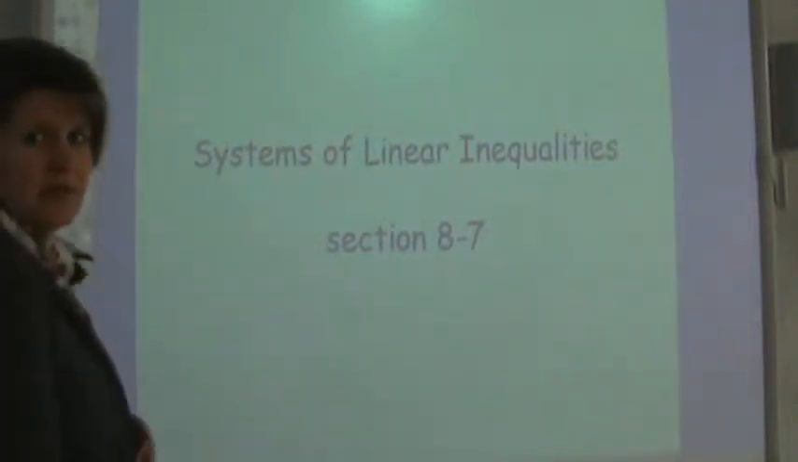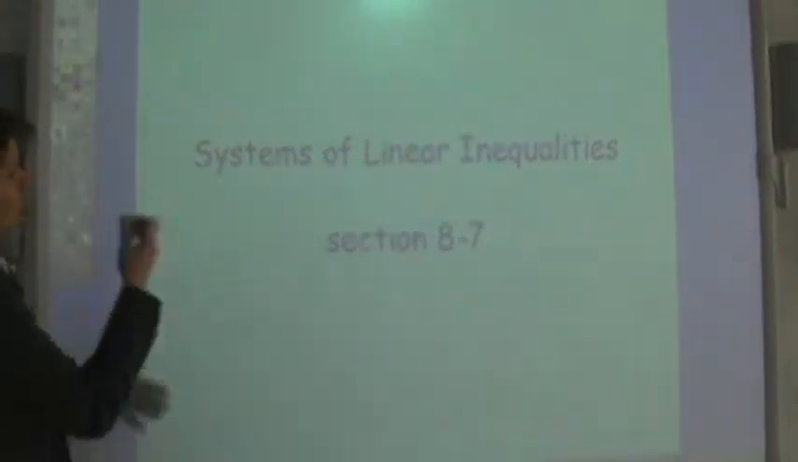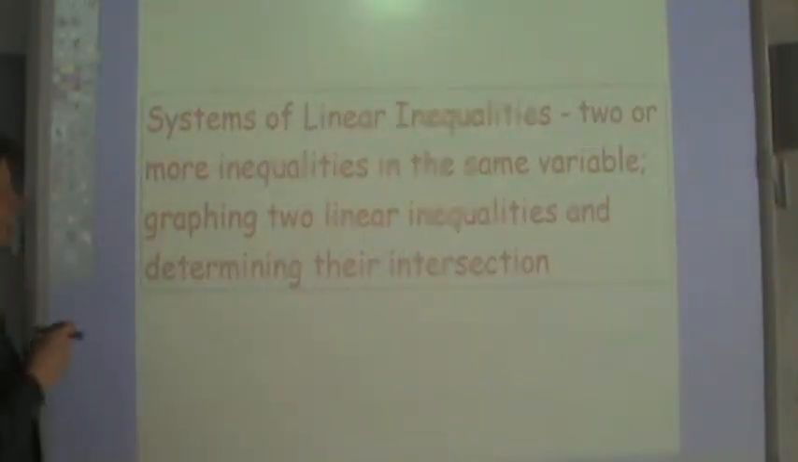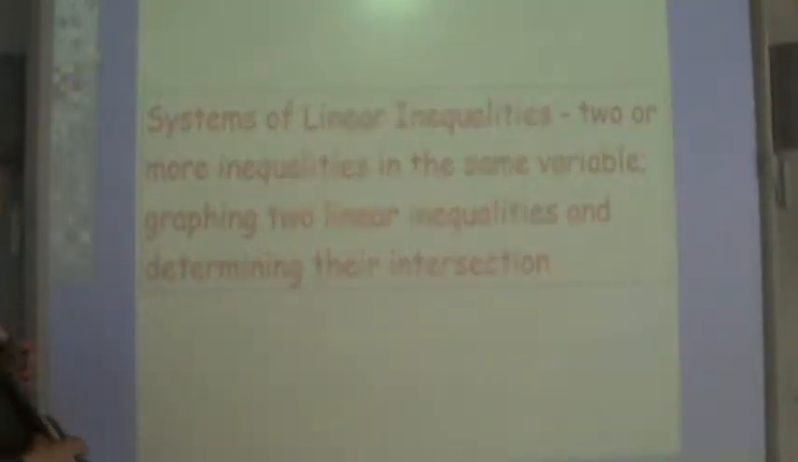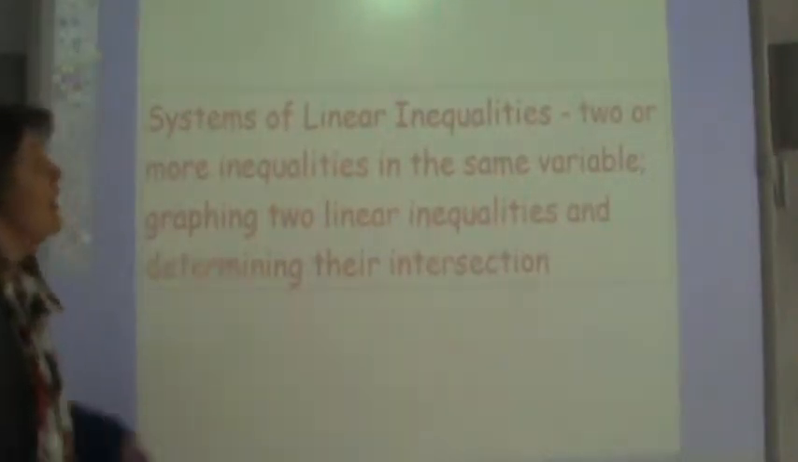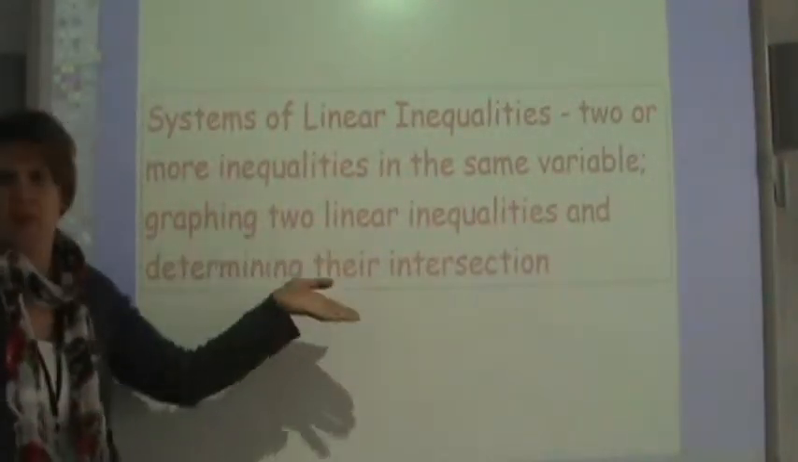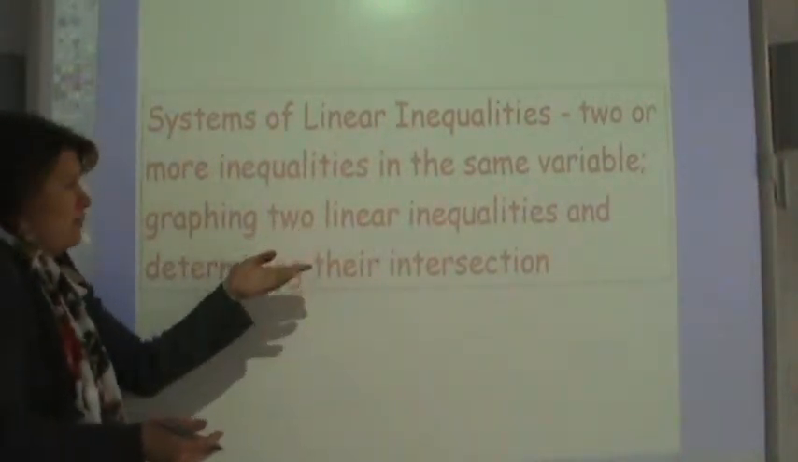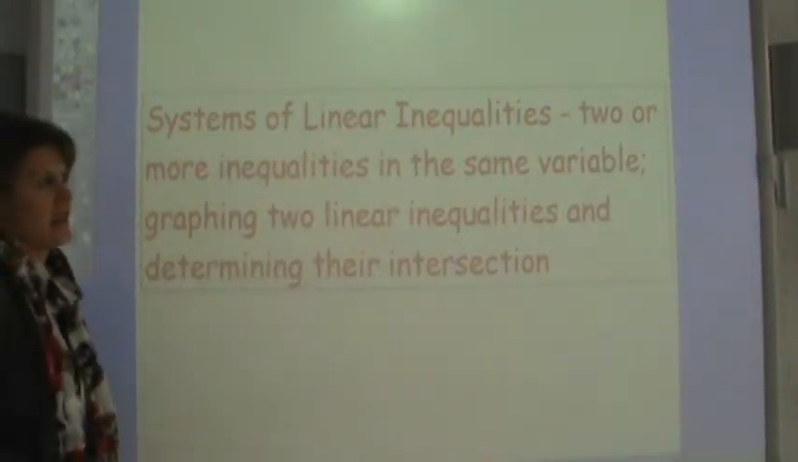Okay, we're looking at systems of linear inequalities, section 8-7. Definition: systems of linear inequalities are two or more inequalities in the same variable. Basically, you're going to graph two linear inequalities, just like we were doing. Now we're going to graph two of them, and then determine their intersection.